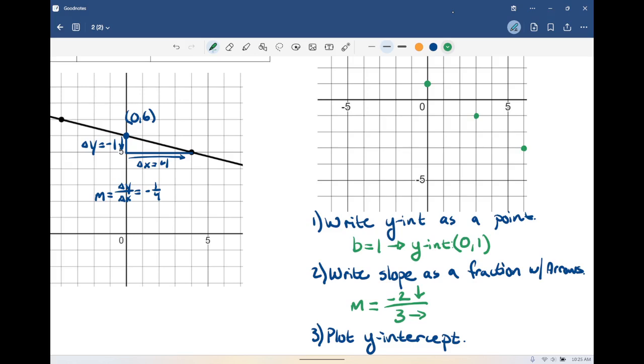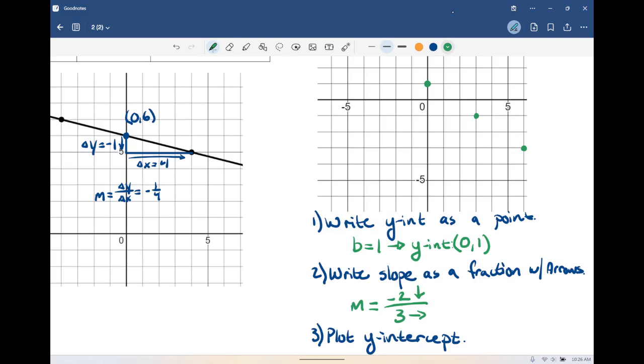Again, here's my y-intercept. That's the first thing I do. I go down 2, to the right 3. There's the next point, because this tells me down 2, to the right 3. From here, down 2, to the right 3. There's that next point. And so I'm using that slope to get from point to point.